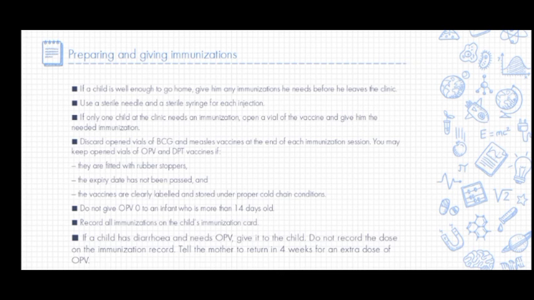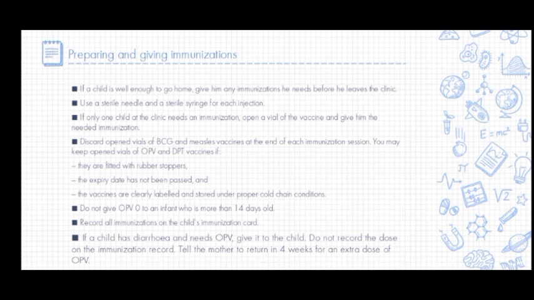But you may keep open vials of OPV and DPT vaccines if, first, they are fitted with rubber stoppers; second, the expiry date has not been passed; and third, the vaccines are clearly labeled and stored under proper cold chain conditions, because the OPV and DPT vials may be used in later immunization sessions until the vial is empty. Fourth, do not give OPV 0 to an infant who is more than 14 days old. Fifth, record all immunizations on the child's immunization card.